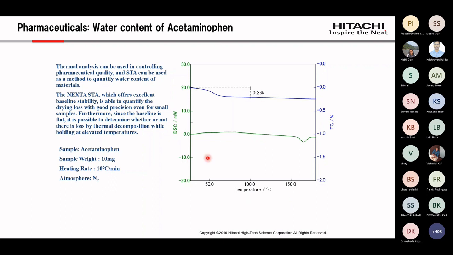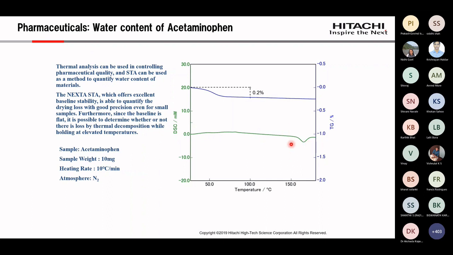Now, can you see here? This is the TGA plot showing 0.2% moisture content. 0.2% is equivalent to 2000 ppm. What is important is one of the specifications I mentioned in the previous slide: how stable the baseline is at higher temperature will enable you to accurately identify the moisture content. Another feature I mentioned in the previous slide: if you have the flexibility to actuate a DSC signal in your TGA, you can quickly identify, yes, it is phenacetin, because this is the melting of phenacetin.